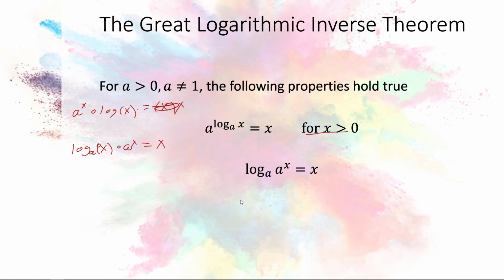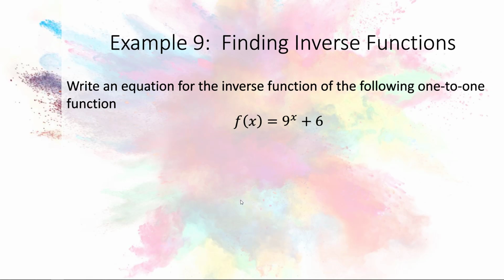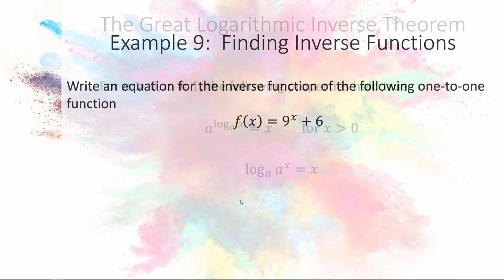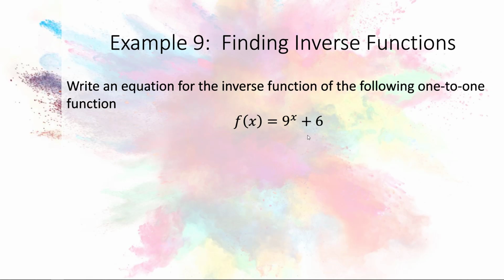And we can actually use this to solve a couple of problems that you'll find in your homework. And here's one example of it. Here we want to write an equation for the inverse of the following one-to-one function. And to do this, we need to apply this particular theorem at the appropriate time. Once again, we're going to use the four-step approach that we used in section 1. First, we're going to replace the f of x with y. And that will give us y is equal to 9 to the x plus 6. Then we're going to interchange x and y. And if we do, then we're going to have x is equal to 9 to the y plus 6.